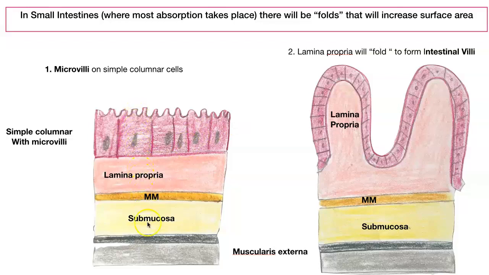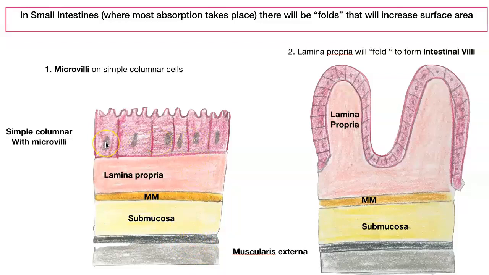So this you already know. We have our 4 layers. We have our lining epithelium, lamina propria, muscularis mucosa. This is all your mucosa, right? Then we have our submucosa and our muscularis externa, the inner circular and outer longitudinal of the muscularis externa. So this is just my drawing of it.